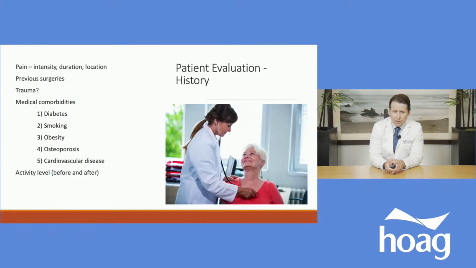How do we screen for this? During the visit, a thorough history needs to be taken as far as the intensity, duration, and location of one's pain. Also, a thorough prior surgical history and other medical comorbidities need to be assessed, such as smoking, diabetes, osteoporosis, and cardiovascular disease. Also, it is important to ask the patient about their activity level. How has this changed over the recent years?